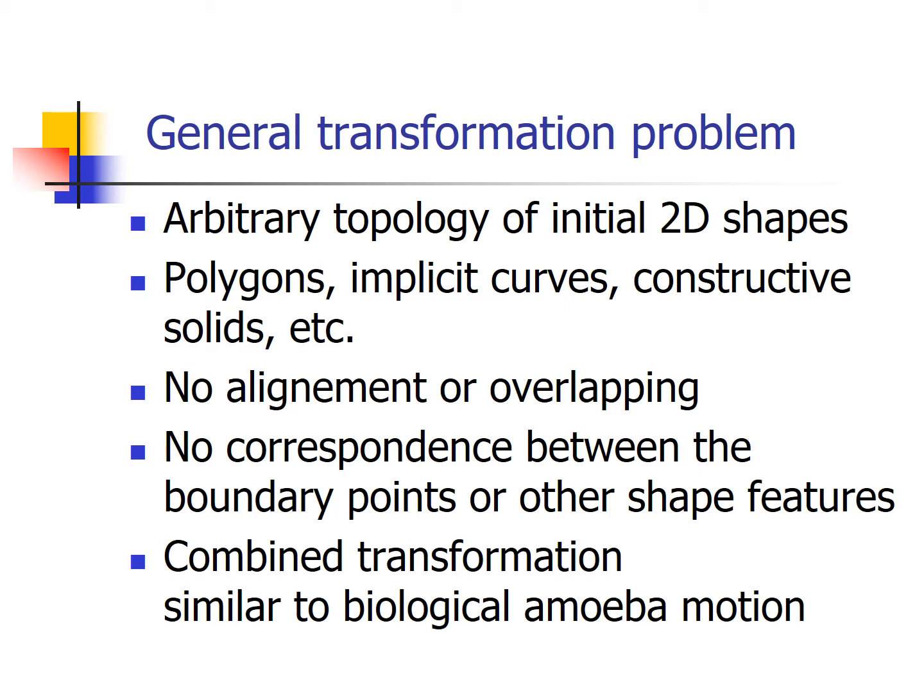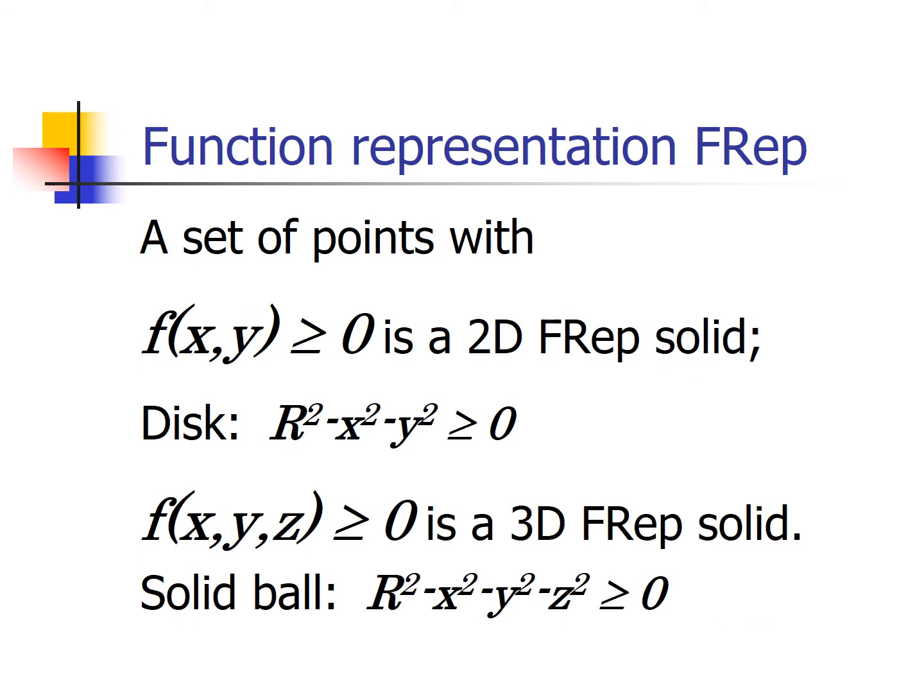General transformation problems are following. First of all, initial shapes can have arbitrary topology not corresponding to each other. Then the shapes can be defined as two-dimensional polygons, implicit surfaces, or constructive solids in two- or three-dimensional space. Next, the shapes are not aligned or overlap and can occupy different positions in space. Also, there is no correspondence established between the boundary points of the shape features, and combined transformation similar to biological amoeba motion. The space-time blending method employs the function representation solids and bounded blending.